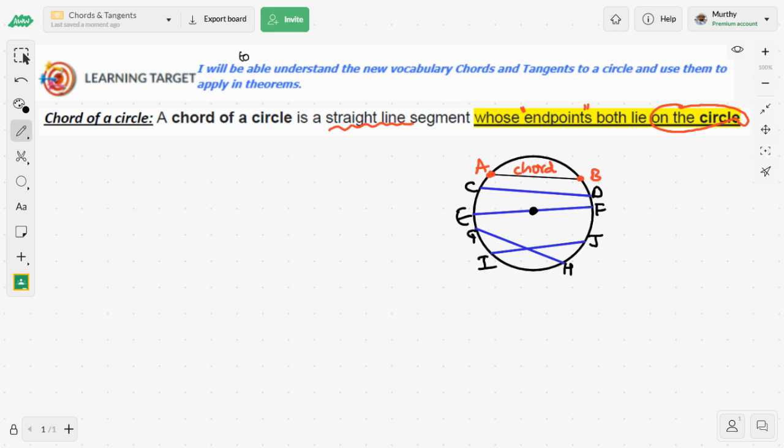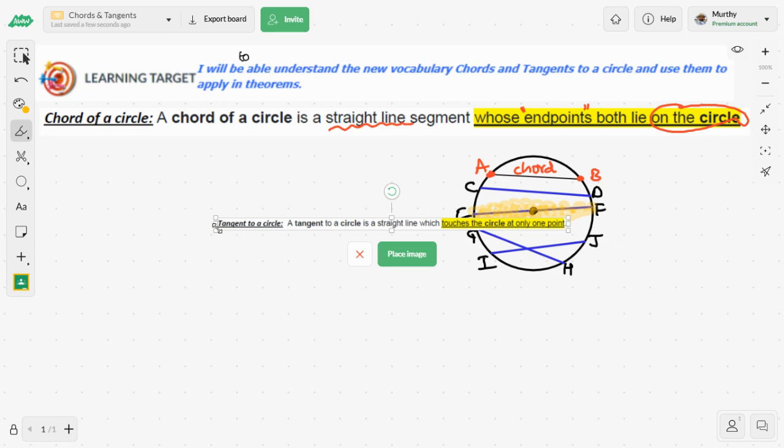So here, if you observe carefully, the longest chord of the circle, I'm taking EF. See that this is the longest chord of the circle. The rest are a little shorter and this is the longest one, right? So the longest chord of the circle is the diameter. Again, a chord of a circle is a straight line segment whose both endpoints are on the circle.